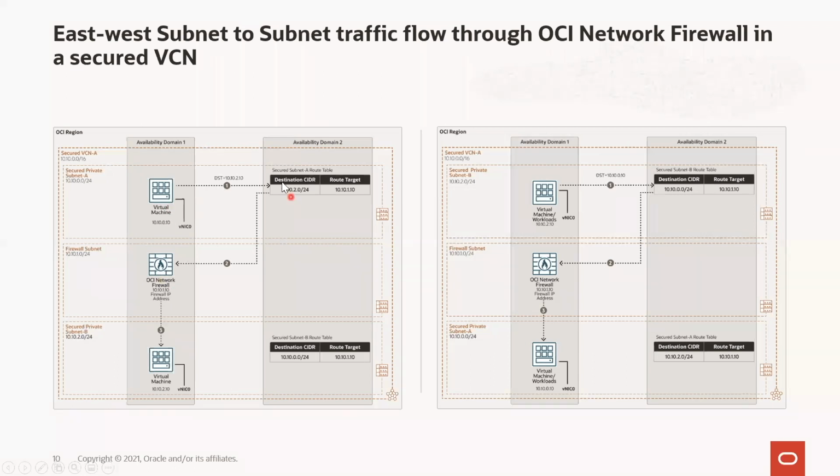So this is the route which is very easy to attain over here, and the traffic destined for my subnet B needs to go to my OCI Network Firewall IP. When the traffic is destined for subnet A, it needs to be destined to my OCI Network Firewall IP. It is the same from subnet A to subnet B, and the same from subnet B to subnet A. So let us see in the demo. The demo will be more clear.